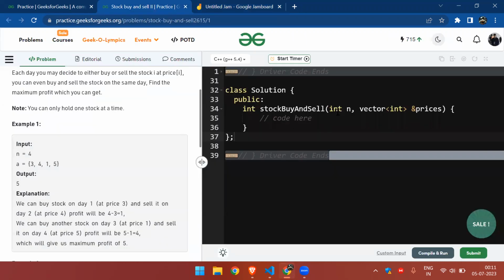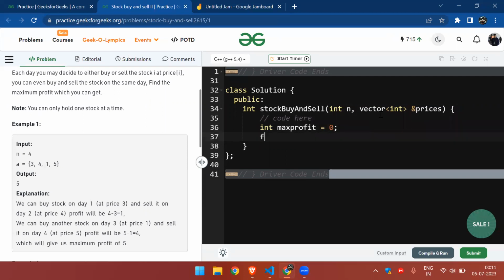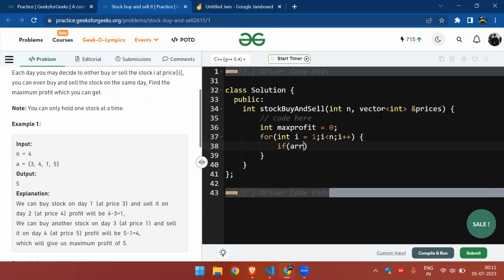So what we are going to do is first create a max profit variable and initialize it with 0. Now we'll be iterating over the array. Suppose this is prices, all right, let it be prices. So if prices of 5 today is high, right?